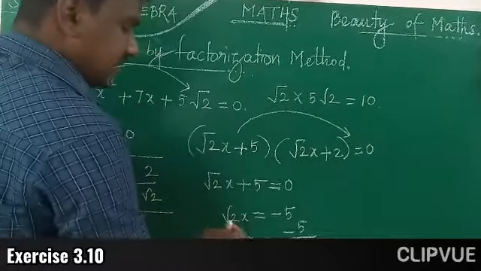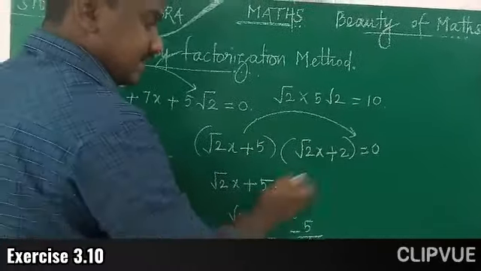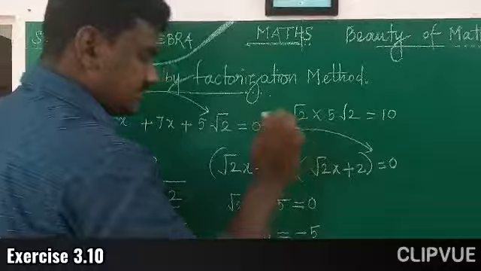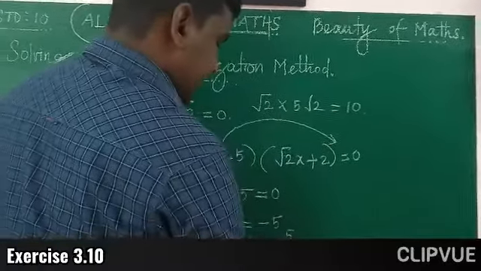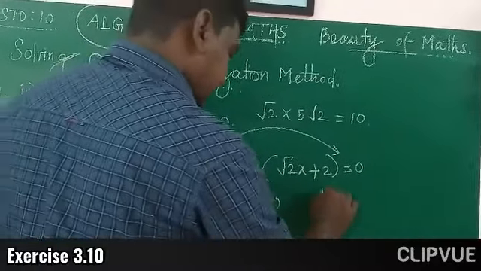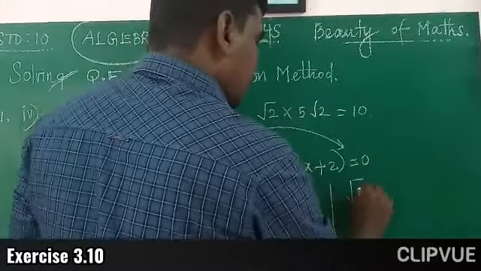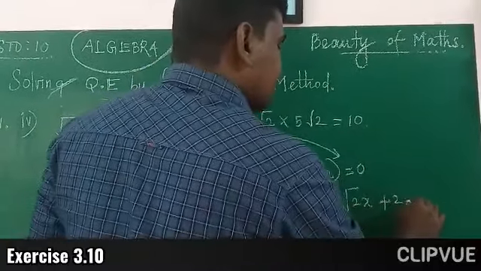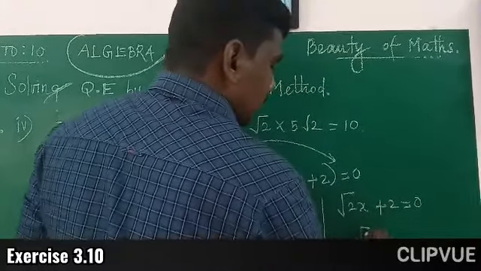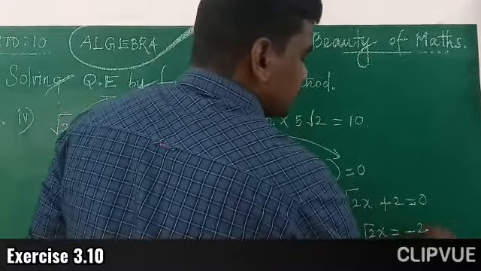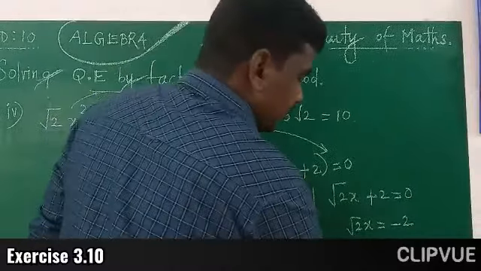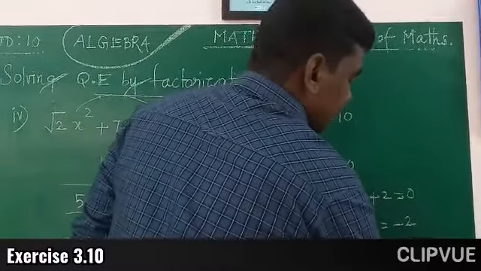This root 2 is in multiplication. If we take it to the right hand side, it becomes division. So minus 5 by root 2. This is the first root. The second one, root 2 x plus 2 is equal to 0, means root 2 x is equal to minus 2. Okay, so x is equal to minus 2 by root 2.